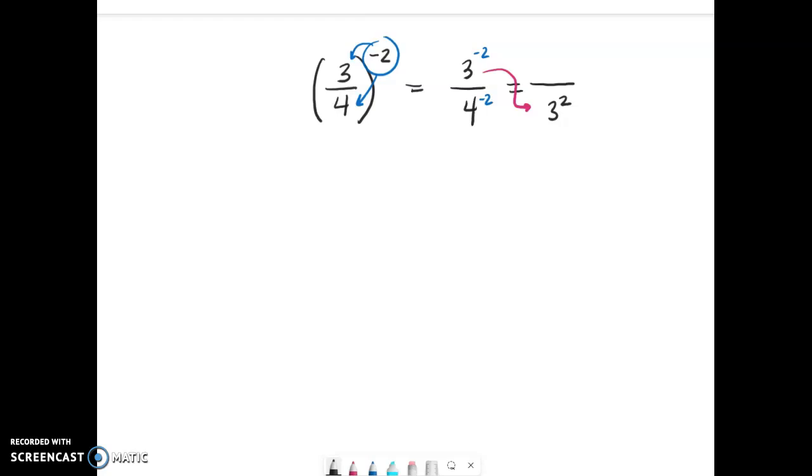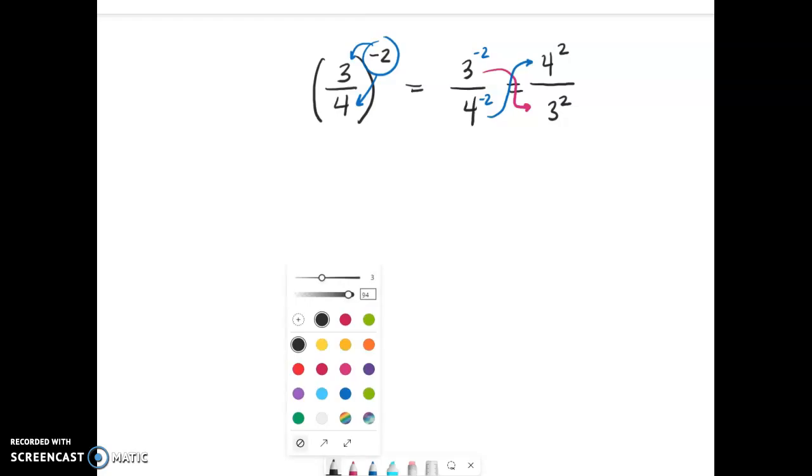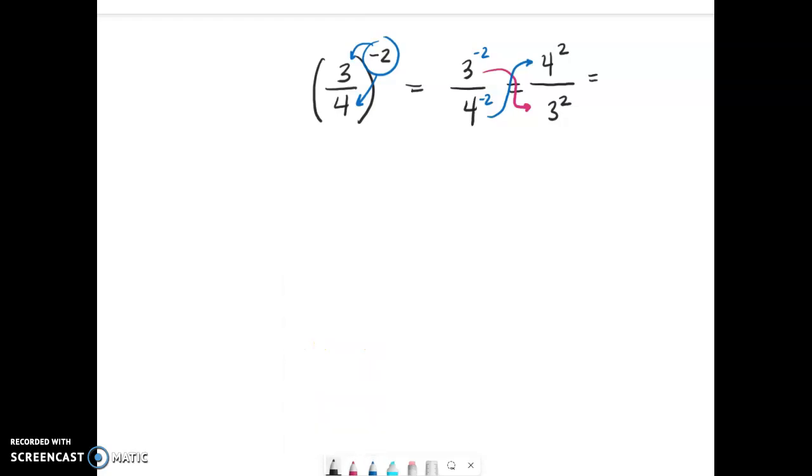So this is 3 to the negative second in the numerator, so I'm going to move it to the denominator and make it positive. This is 4 to the negative second. I'm going to move it to the numerator and make it 4 to the positive second. And now I can simplify these. This would be 4 times 4, or 16. 4 squared would be 16, and 3 times itself twice would be 9. So 16 over 9 is how I would simplify this one.